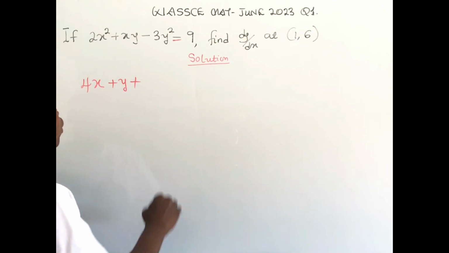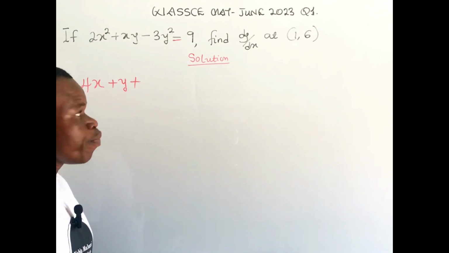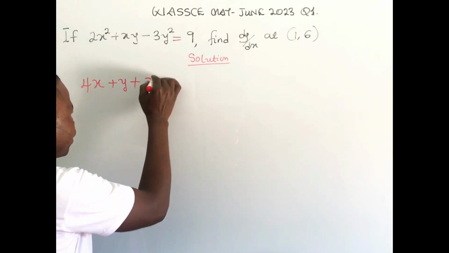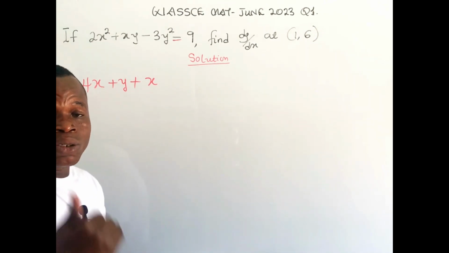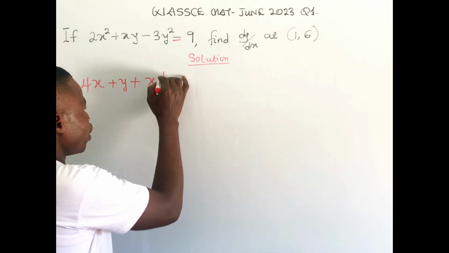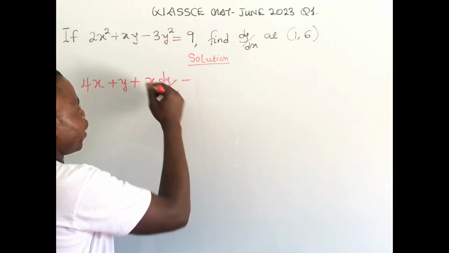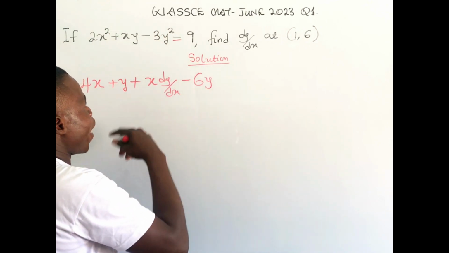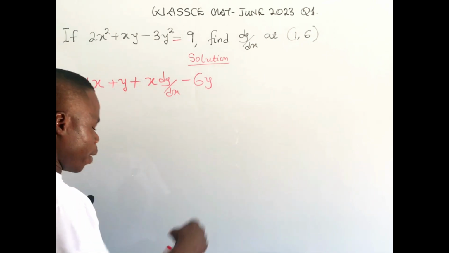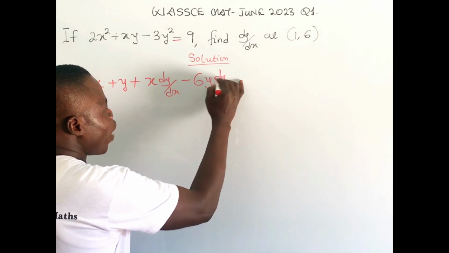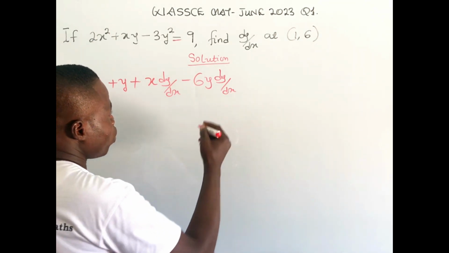Plus, then I'll hold x here and then differentiate y. Differentiating y will give me 1. 1 times x is x. But here, I have to attach dy dx since we are differentiating with respect to x. So here will be dy dx minus 2 times 3 will give me 6. Then I'll attach y. Because if I subtract 1 from 2, it will be y to the power 1, which is the same thing as y. Then I'll attach dy dx because we are differentiating with respect to x.